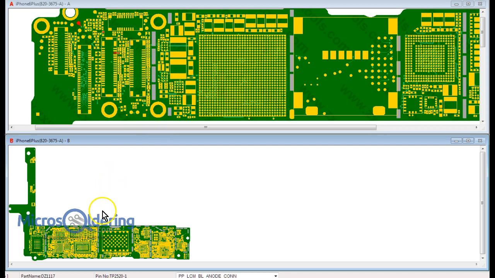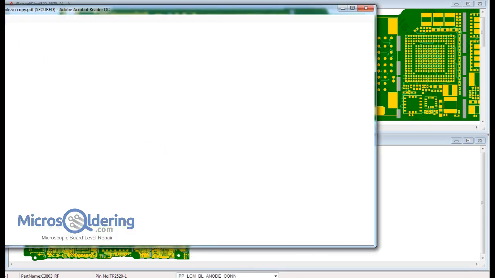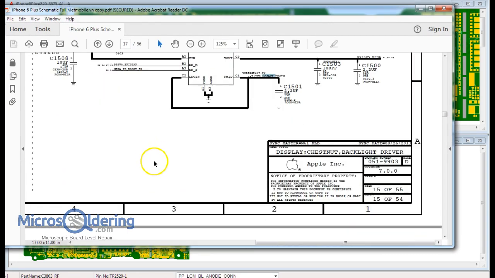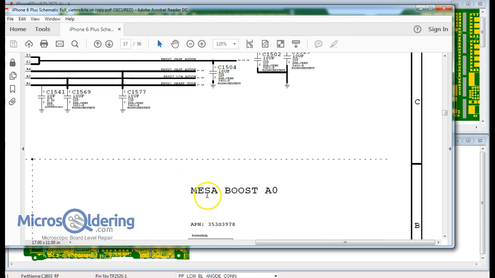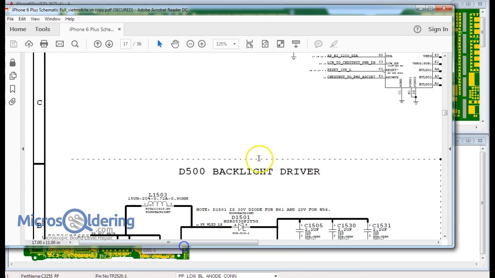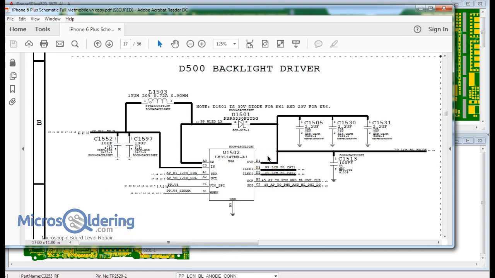Okay, so basically, let me see if I can bring up a schematic here to show you guys. Alright, so this is Chestnut. Let's see if I can bring up the backlight circuit. I think it's in the same area. Okay, so you get the backlight driver here. So this is how the backlight system works on the 6 Plus and pretty much every iPhone out there.